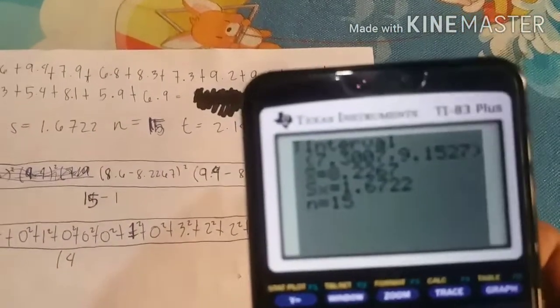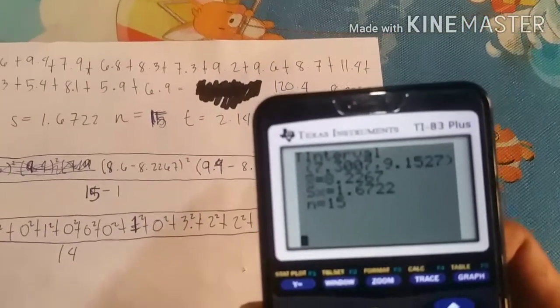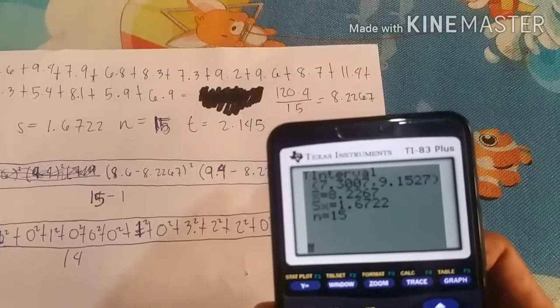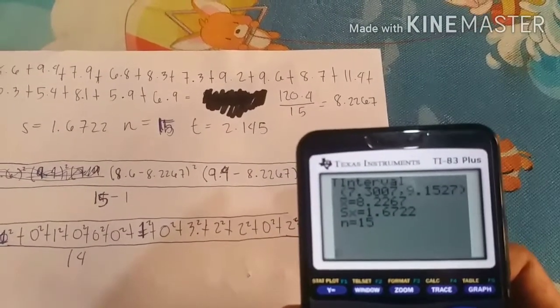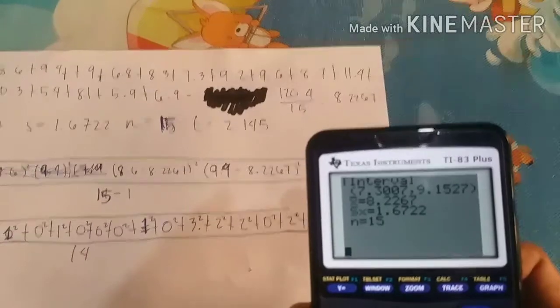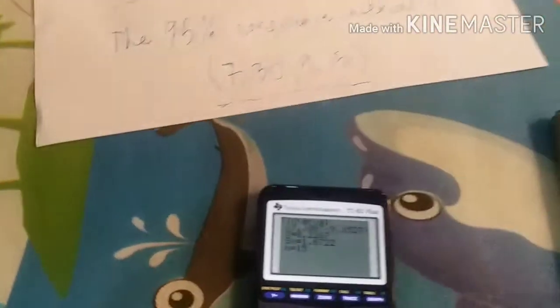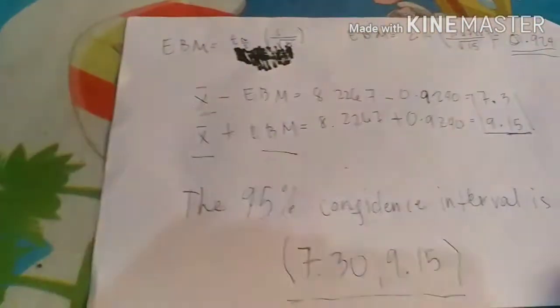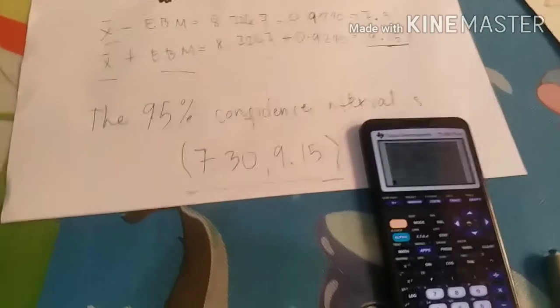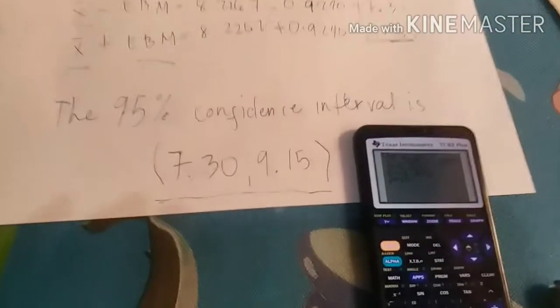So yan na siya. The confidence interval is 7.3007 and 9.1527. So, tingin niyo, oh, di ba the same lang? Yung mano-manong paggawa at saka yung easy way para makuha yung confidence interval ay magkapareho lang. So, yun lang po at maraming salamat.